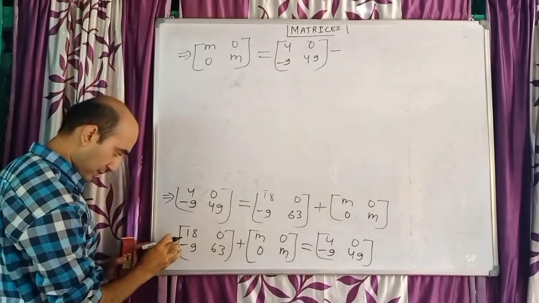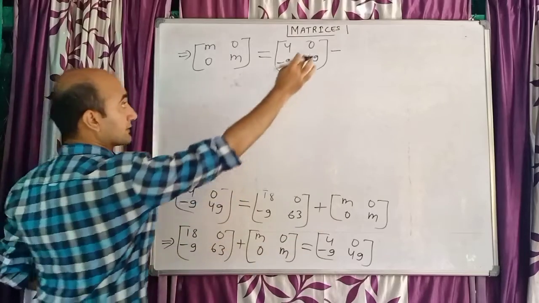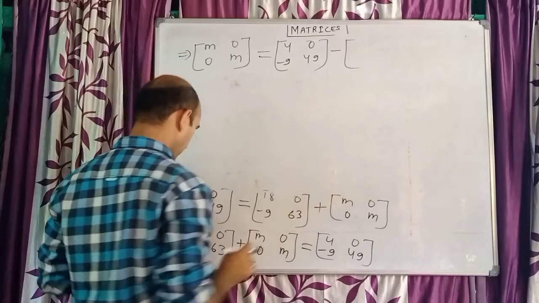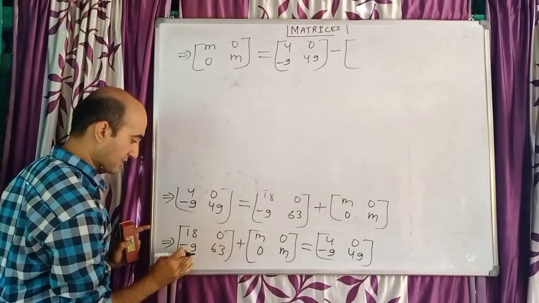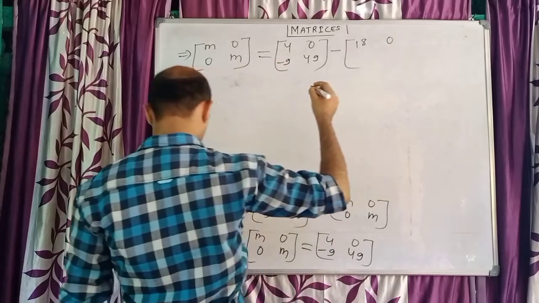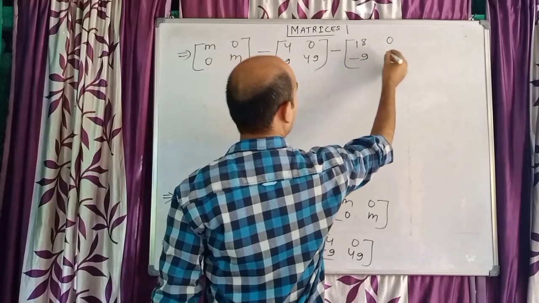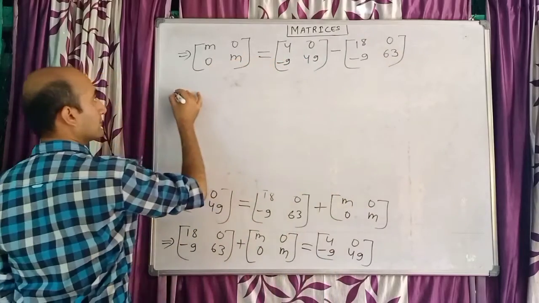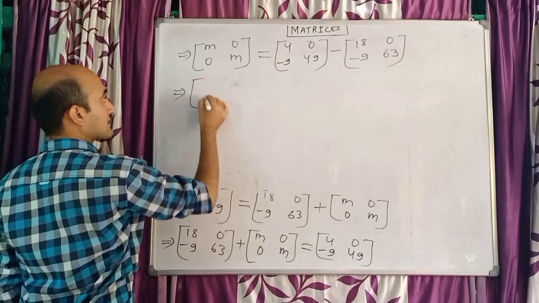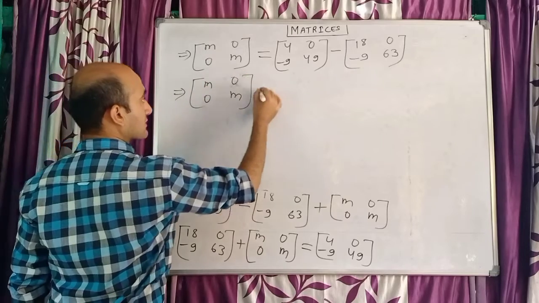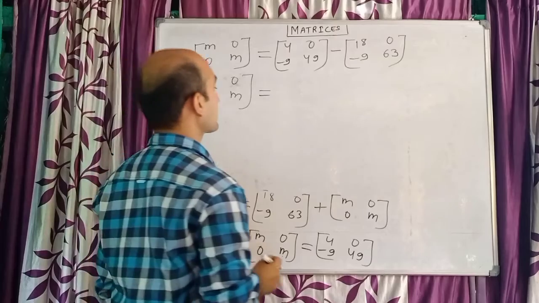Why minus? Because there is plus here. So, this will go that side, then it becomes minus, and rest the interior part will be same. So, it is 18 0 minus 9 63. So, write the same 18 0 minus 9 and 63. Same thing I wrote here. Now, write the same here. So, we are finding the value of m, children. So, it's now almost about to finish here.